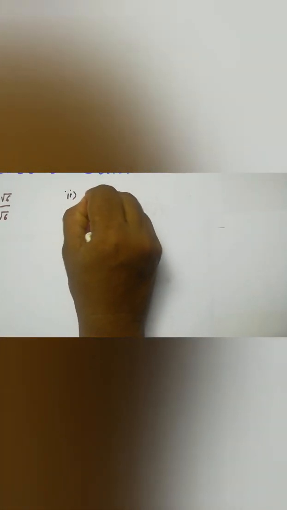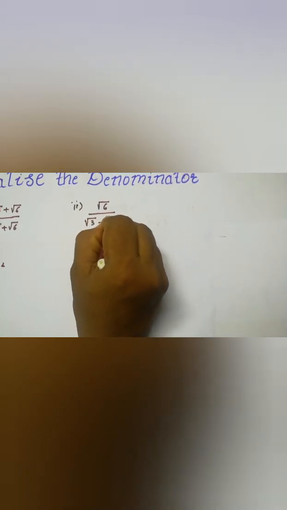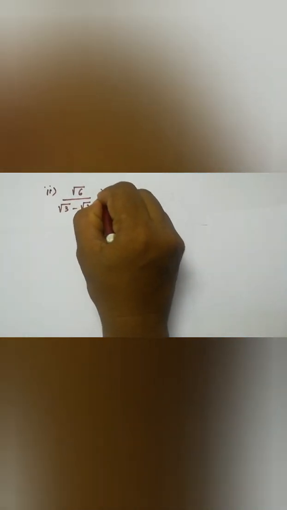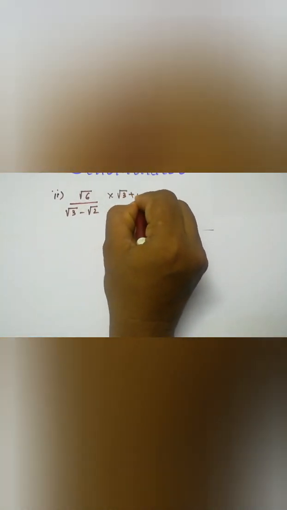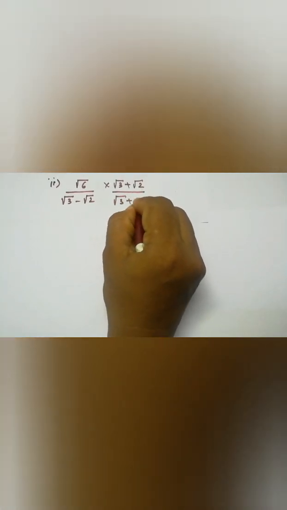Now, let us move on to the second example. Let us take root 6 by root 3 minus root 2. So, children, what is the rationalizing factor for this? It is root 3 plus root 2, isn't it? So, you have to multiply root 3 plus root 2 with both numerator and denominator. Root 3 plus root 2 by root 3 plus root 2.